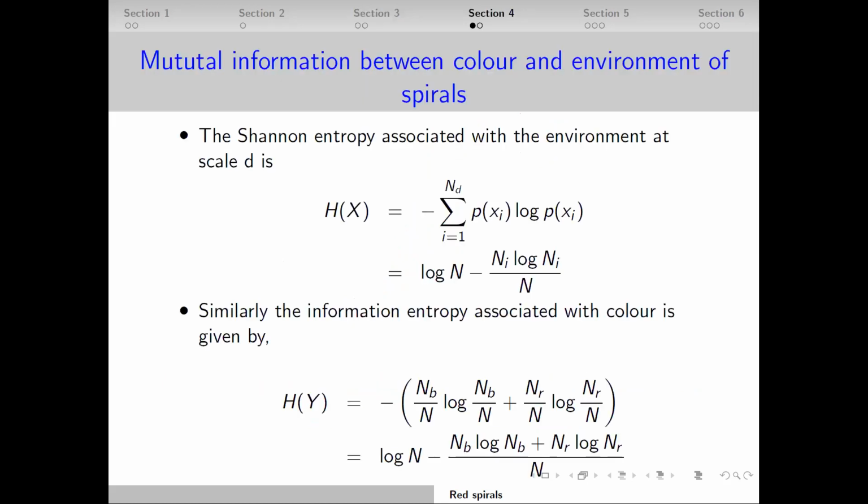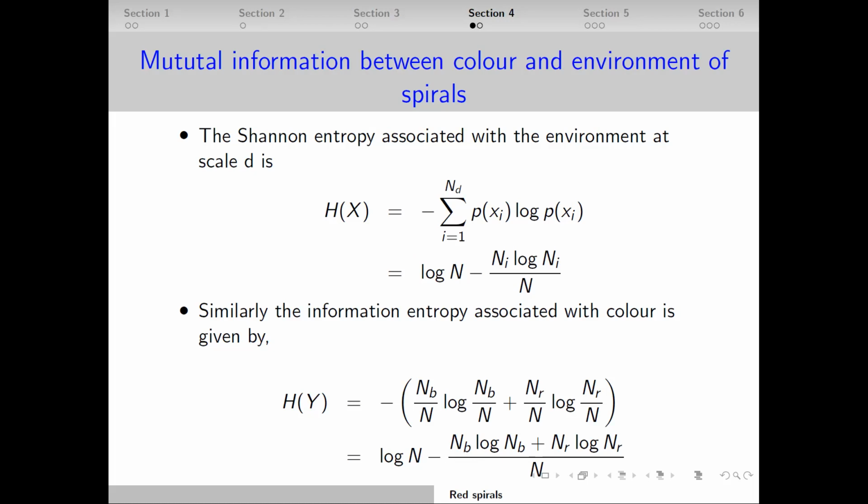Now, we obtain the mutual information between color and environment of spirals to determine if any correlation exists between these properties. In order to do this, we extract the largest cubic region that can fit within our volume limited sample and consider only the red and blue spirals present within the cube. We further subdivide the cube into smaller subcubes, and the information entropy associated with environment at scale D is given by the form of Hx, where D represents the side of the subcube and Pxi gives the probability of finding a spiral galaxy in the ith voxel.